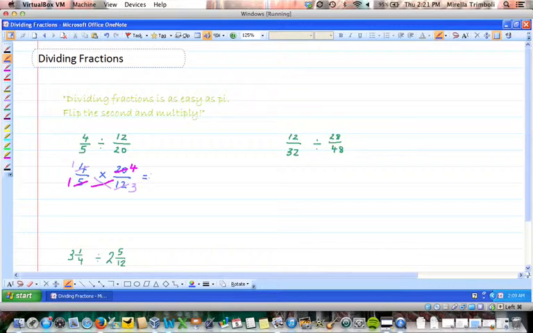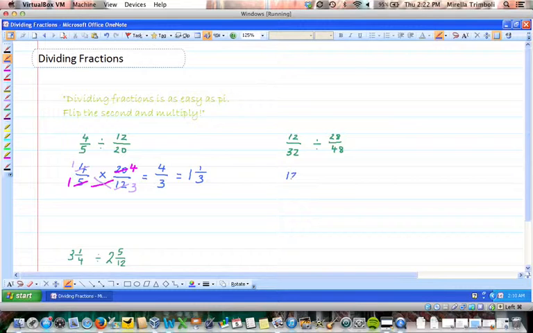Now, we look up and down. We can't simplify the 1s, we can't simplify the 4 and the 3, so now we multiply across. 1 times 4 is 4, and 1 times 3 is 3. And if we want to write that as a mixed number, 3 goes into 4 once, remainder 1 over 3. And that's our answer. So let's have a look at the next one.